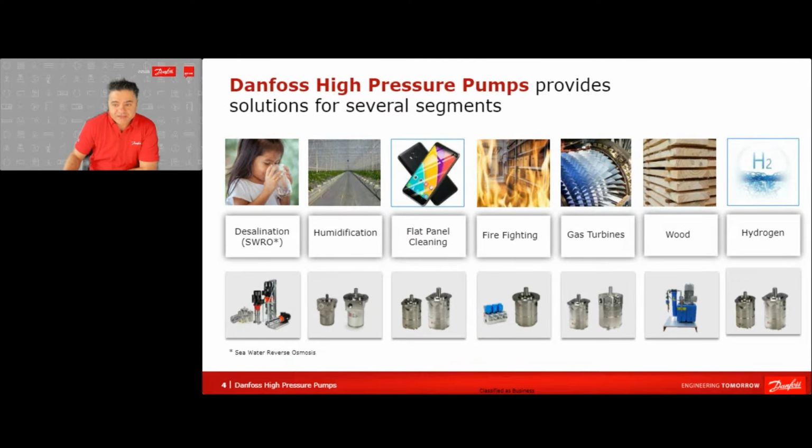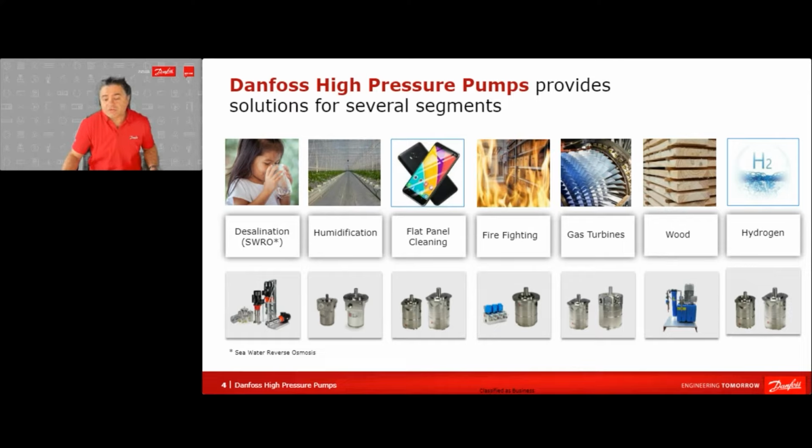As an overview of our program, we are not only limited to the wood application. We have a big number of other sub-applications that we cover. One of our major sub-applications is desalination or seawater reverse osmosis with dedicated products, and also a big range of other industrial water applications. For example, we are very active in different segments of humidification. It means general humidification or adiabatic cooling for rooftop chillers.